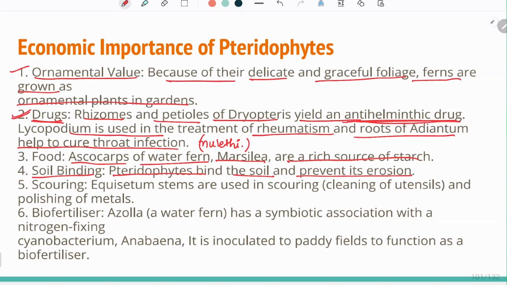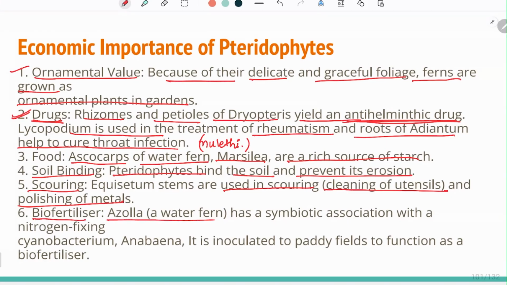We have seen that in the hilly areas, soil erosion takes place whenever water falls. So, in order to prevent that, two of the plants are very important. First one is bryophytes, and the second one is pteridophytes because they have rhizoids and they have rhizomes which will not let all the soil from the topmost layer wash away and result in soil erosion. Scouring: Equisetum stems are used in scouring, cleaning of utensils, and polishing of metals. So the stems of Equisetum are used in cleaning of some utensils and polishing of metals.